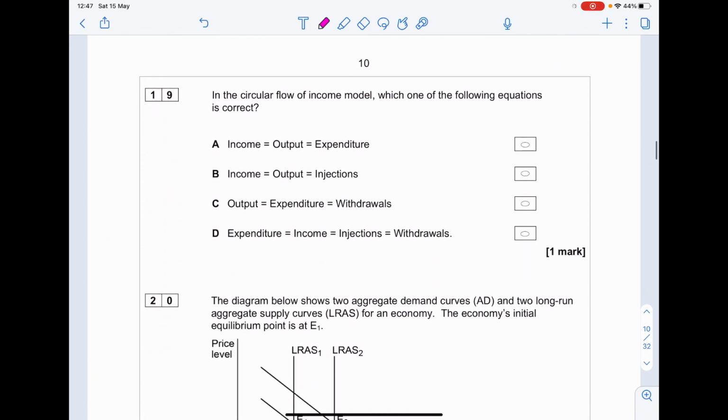Number 19. So this is just a learning question. So circular flow of income: income is equal to output, which is equal to expenditure. That's just a definition. Injections are a different thing. Injections are money going into the circular flow. So they've just put all sorts of different combinations of anything that you might have seen on your circular flow diagram. But the key thing is that income is equal to output and is also equal to expenditure.